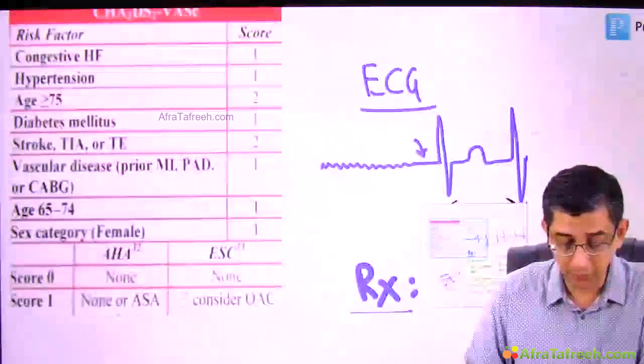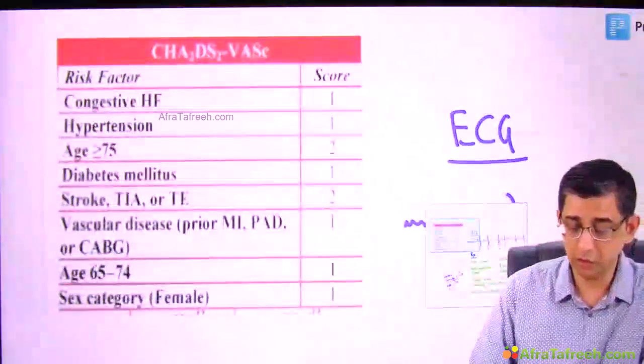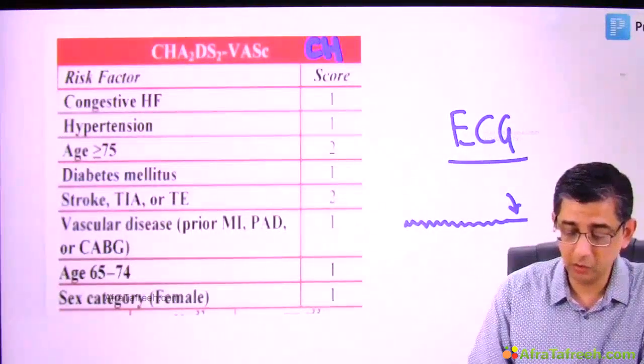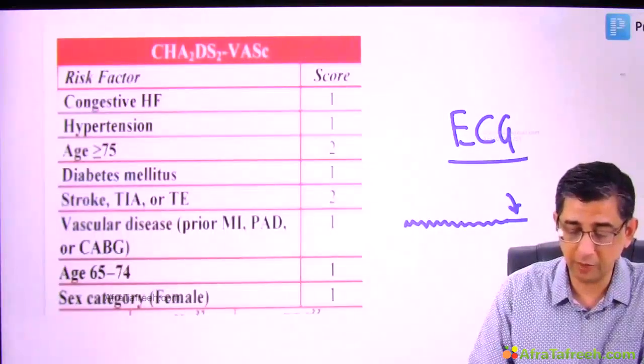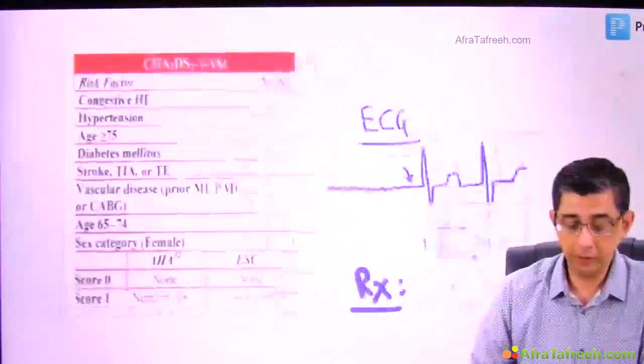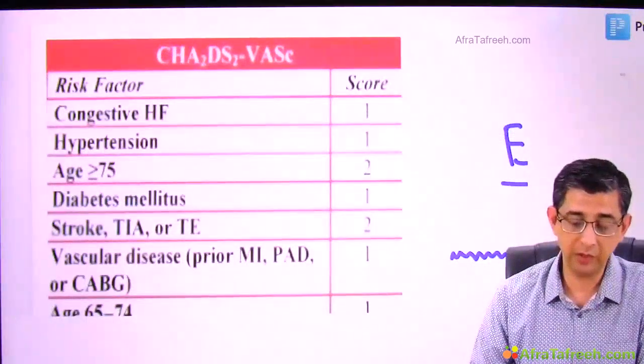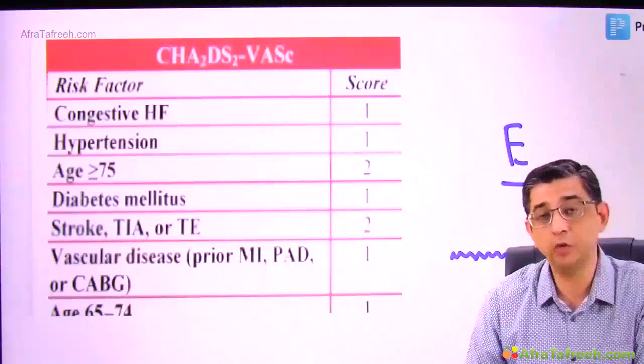Therefore, to resolve this problem, they have a special score, and this score is what I want you to remember, or is the objective of the discussion now. This score is very frequently asked. So I want you to remember this score, which is called the CHA2DS2-VASc score, where certain components which are present would help you decide for oral anticoagulation.